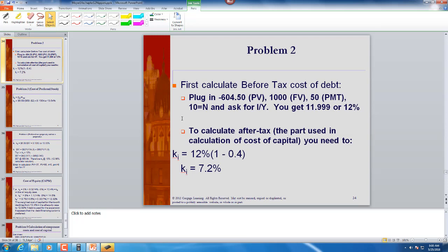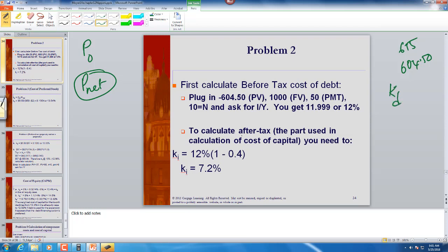They have given us a lot of information here. Now remember one thing, the only difference between what you studied in chapter 6 and here is that there you take P0 when you calculate before-tax cost of debt, or KD. Here you take P net. Your P0 could be 615, but in this chapter what matters is the 604.50, which is P net. So when you plug it into your calculator, 604.50 is present value, 1000 is future value, 50 is PMT, 10 is N, and ask for I/Y. That will get you your before-tax cost of debt, or KD.